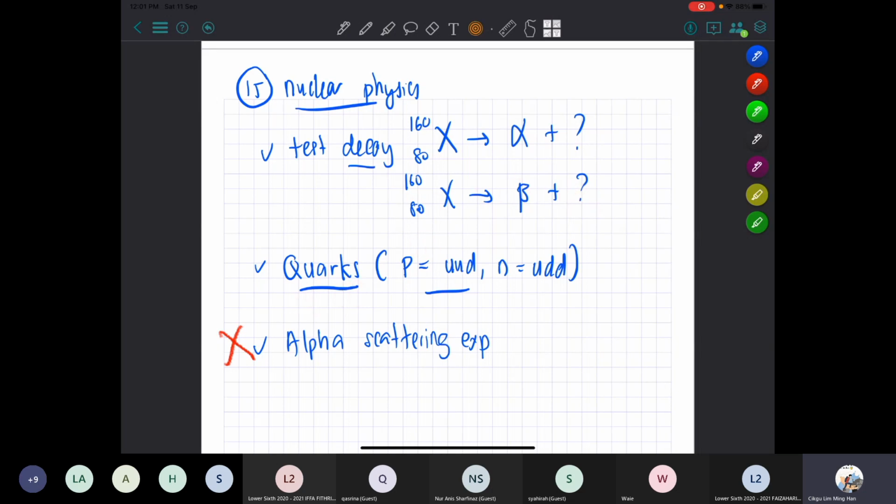And then we have quarks. So quark will be coming out. Normally they will ask you about this one. Proton consists of up, up, down. Neutron consists of up, down, down. So these are the things that will be tested for your paper 1 this coming Monday.